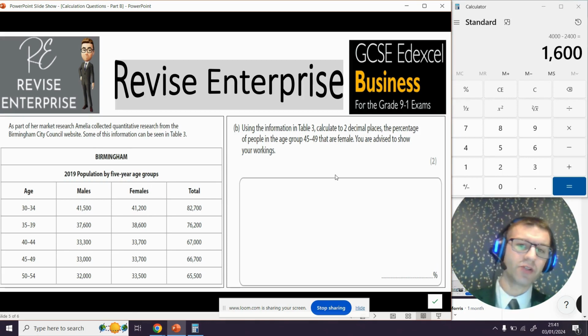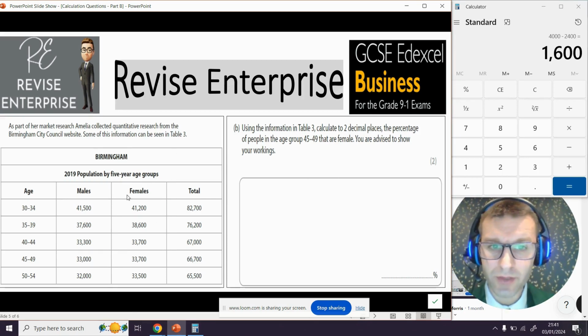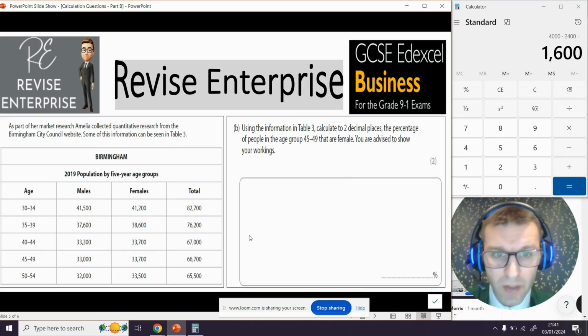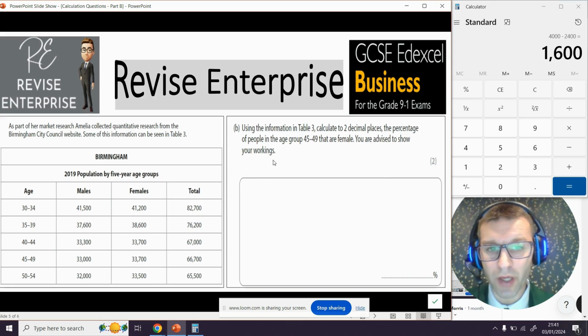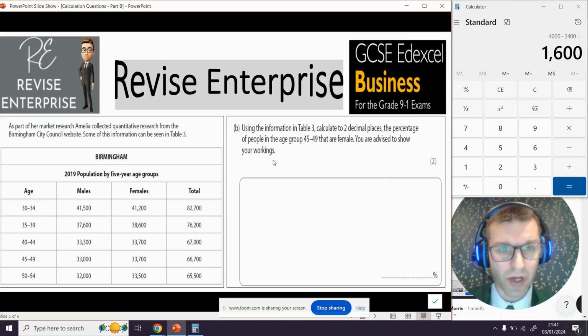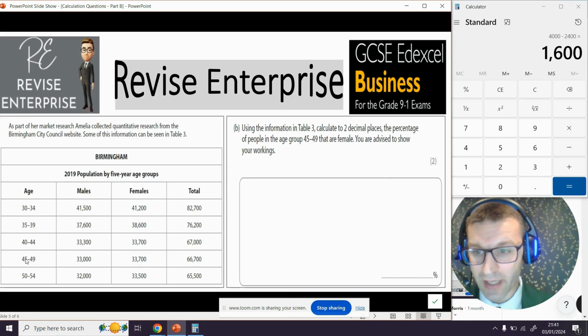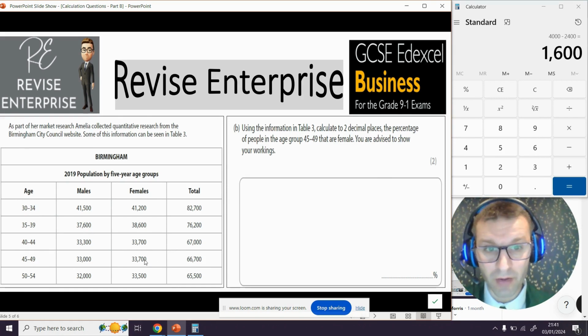And it says, using the information in table 3, which is here, calculate to 2 decimal places the percentage of people in the age group 45 to 49, which is this row here, that are female only. You are advised to show your workings. So the nice thing with this question is you're only working with one of the rows out of the categories that are listed here. So 45 to 49, and you're only working with the female category.